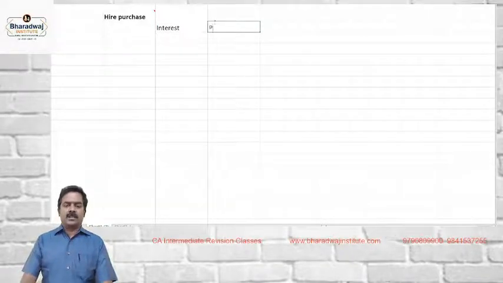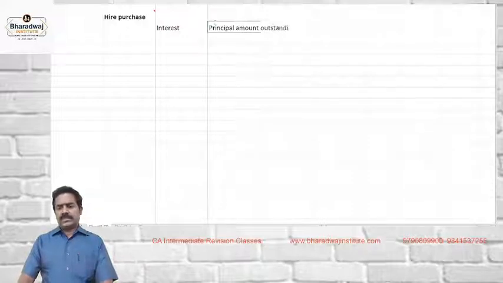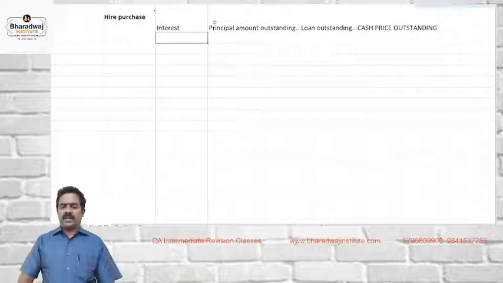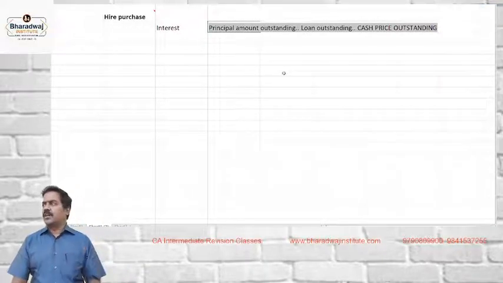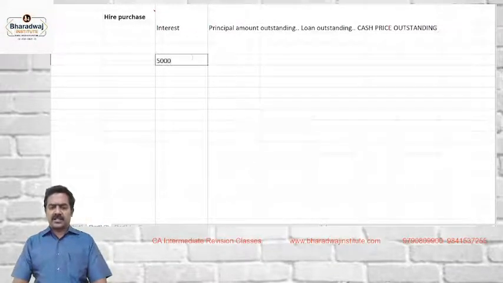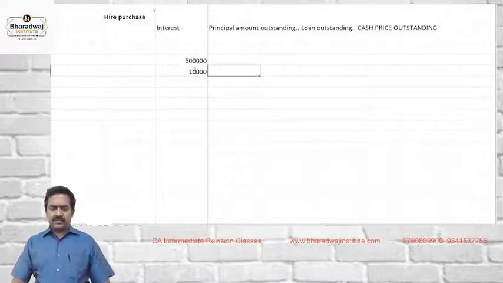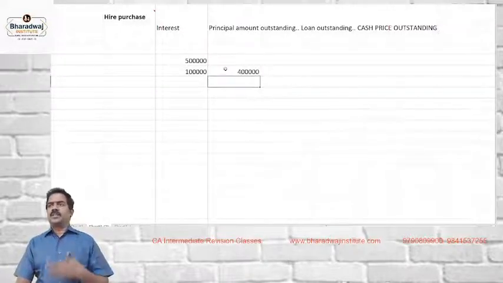How will interest be calculated? Simple. It will be calculated on the principal amount outstanding, whatever is the loan outstanding, or you can say whatever is the cash price outstanding. Whatever is the principal amount outstanding at the beginning of each year, interest will be calculated on that basis. For example, I purchased an asset of 5 lakhs. I paid a down payment of 1 lakh. If the balance is 4 lakhs, first year interest will be based on 4 lakhs, 4 lakhs into 10%, 12% like that.